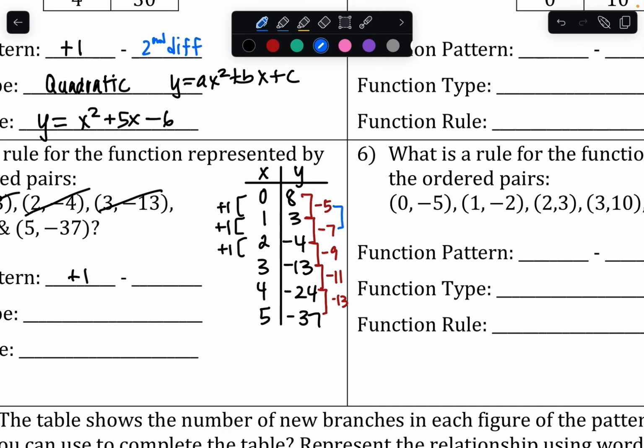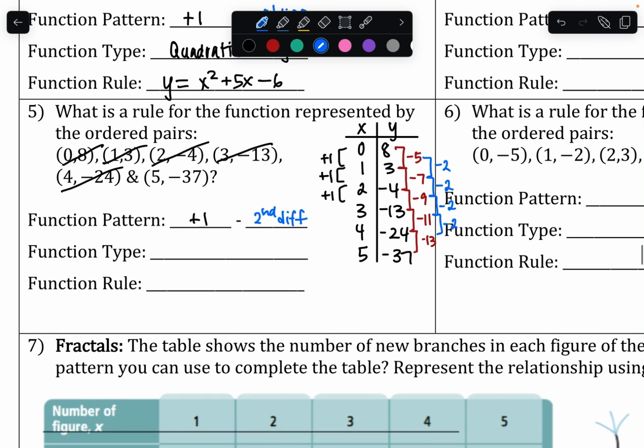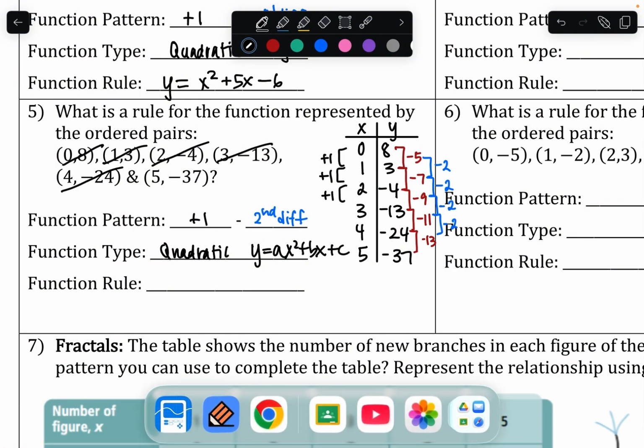But from -5 to -7, that is subtracting 2. And then from -7 to -9, subtracting 2. To get to -11, subtracting 2. And so here our second difference is constant. So I'm just going to write second difference, which means we are working with a quadratic function again. Okay, and so we are looking for ax squared plus bx plus c. And this is where the regression is very, very helpful.